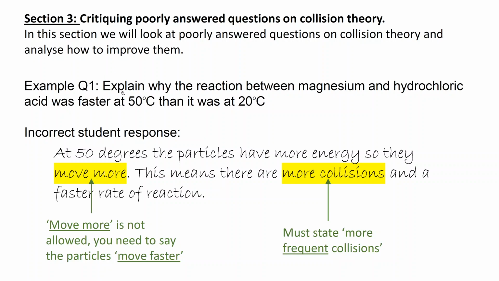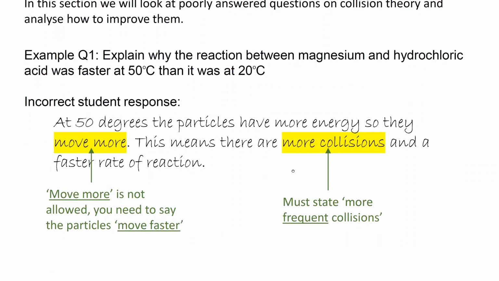So our first question says, explain why the reaction between magnesium and hydrochloric acid was faster at 50 degrees than it was at 20 degrees. So I've got a higher temperature here, so my rate of reaction should be faster at 50 than 20. Let's have a look at what the student's written. At 50 degrees, the particles have more energy, so they move more. This means there are more collisions and a faster rate of reaction.